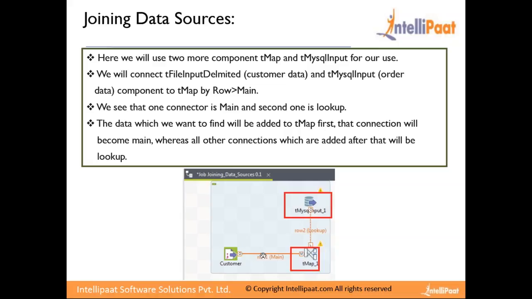Also the first connection whichever you will make to the TMAP will be main, and only one connection can be main. Apart from that, you can have any lookups. You can have 10 lookups, but main connection will only be one.